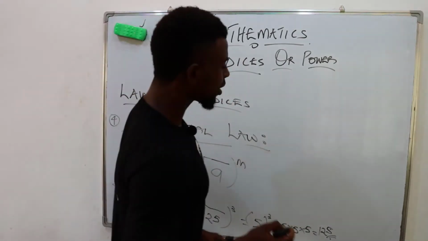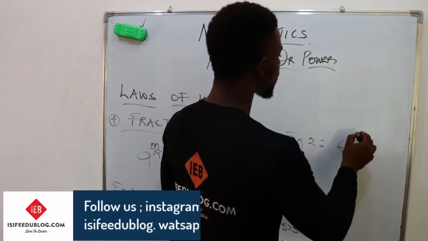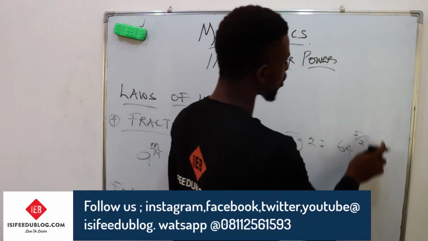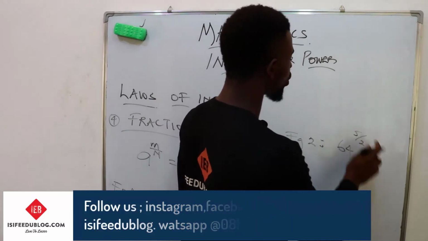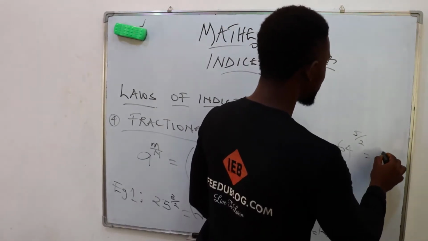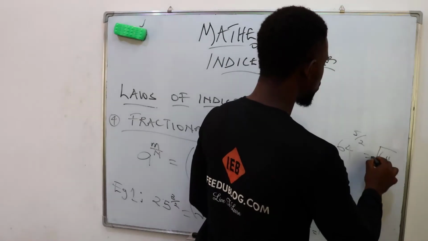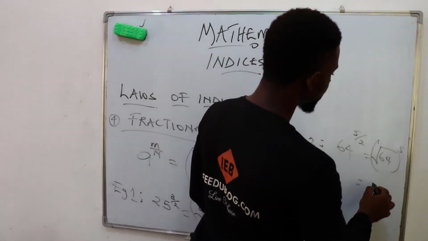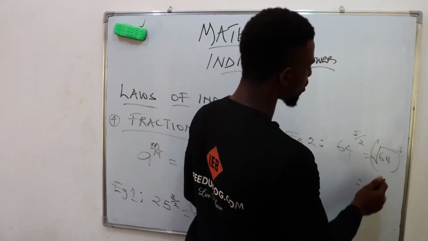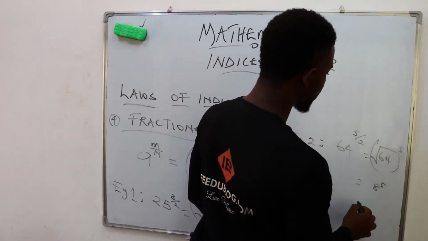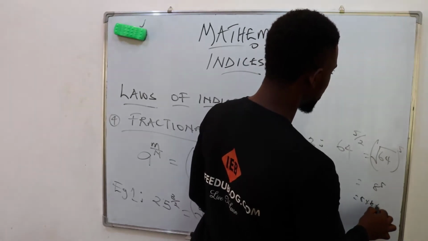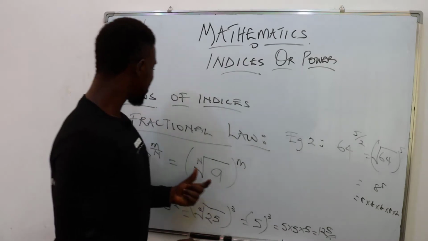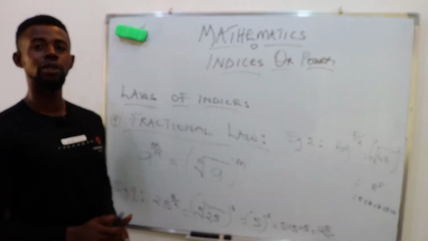So let's look at another example. Let's look at 64 to the power of 5 over 2. From what we have, it tells us that the solution to this is the second root of 64 all raised to the power of 5. So we have the square root of 64 all raised to the power of 5, which is equal to, now we know that the square root of 64 is 8. 8 raised to the power of 5, which is equal to 8 times 8 times 8 times 8 times 8. Alright? So basically this is what our fractional law is all about.